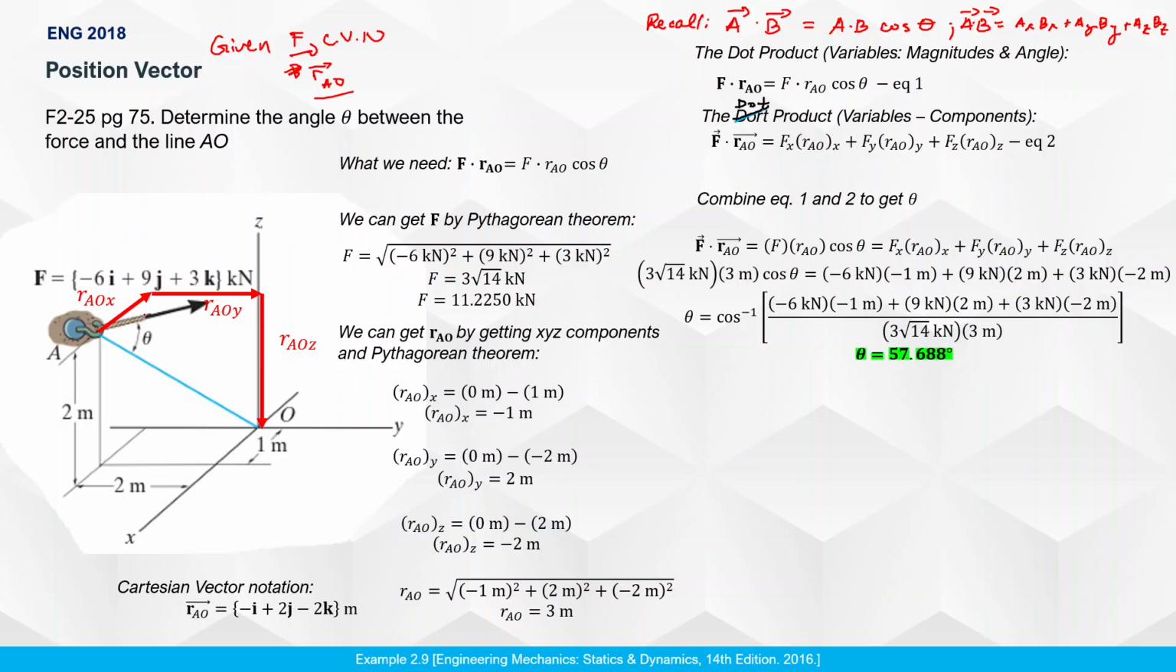Pagdating naman sa RAY, from here, meron tayong 2 meters sa negative y-axis. Pupunta tayo sa origin, that will be 0 minus -2 meters. So, that's 2 meters. And then meron tayong z naman from here to here. Yung head natin is 0 meters pero yung total height nito is 2 meters. So 0 minus 2 meters is -2 meters. So nakuha na natin lahat yun. And RAO is simply the square root of the sum of the squares ng components na to: -1 squared plus 2 squared plus -2 squared. Then kunin mo yung square root, that will be 3 meters.